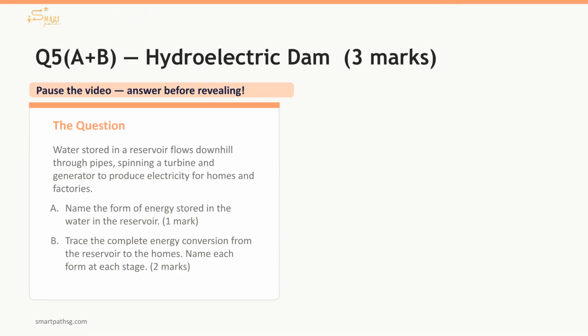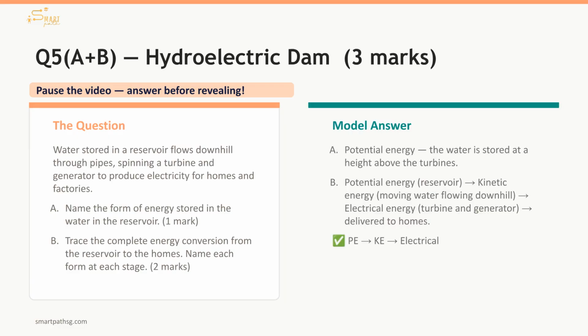Question 5. Water stored in a reservoir flows downhill through pipes, spinning a turbine and generator to produce electricity for homes and factories. Parts A and B ask you to name the energy stored in the reservoir water and trace the complete energy conversion to homes. Pause the video now. Part A.